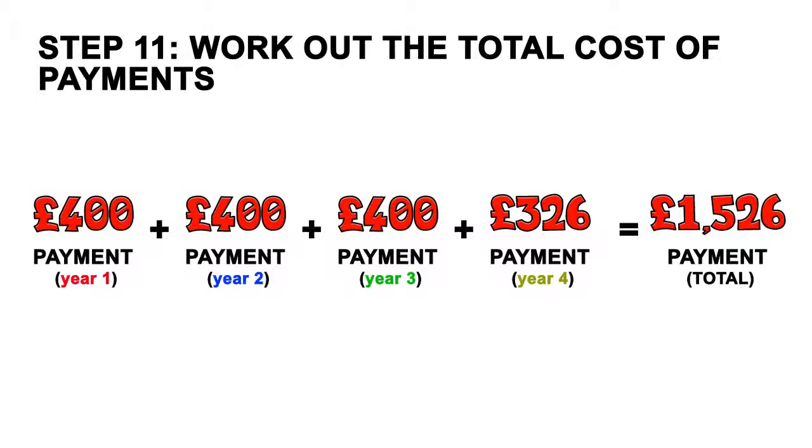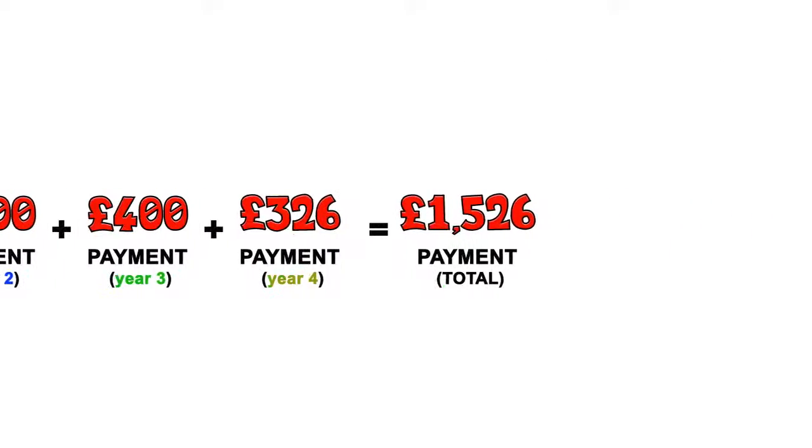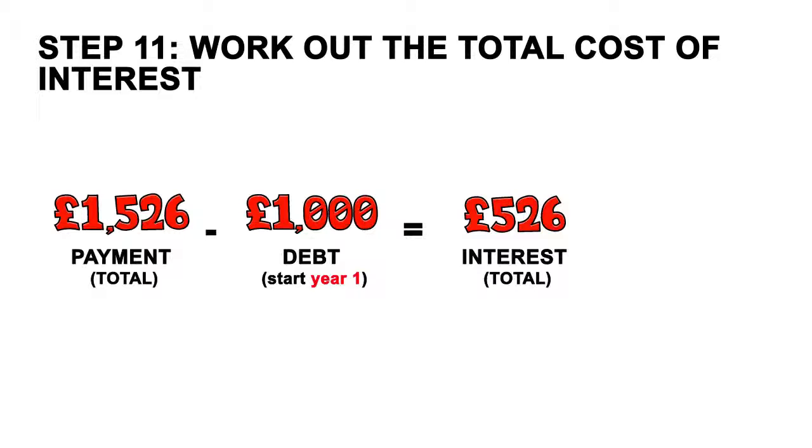Adding together all of the payments from year 1 to 4 gives us £1,526, which is the total cost of paying off the loan. And if we take away the £1,000 you borrowed in the first place, we get £526, which is the total cost of the interest.